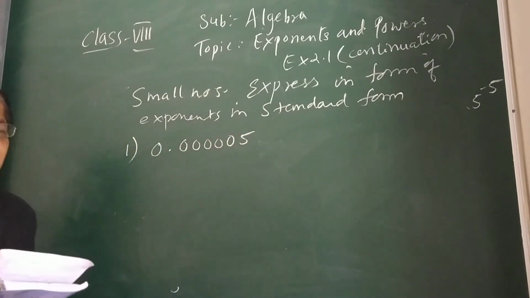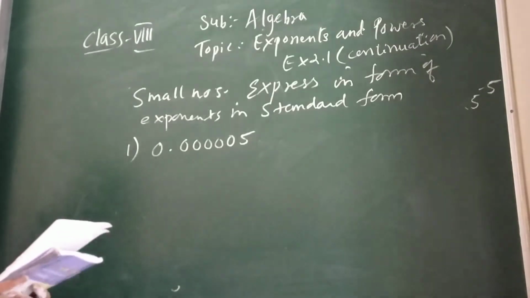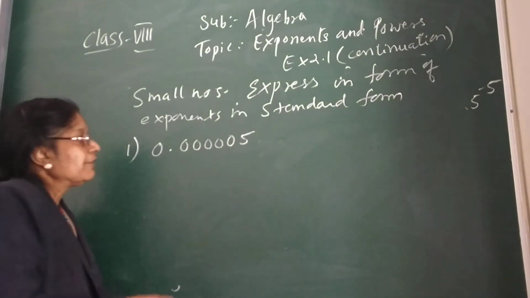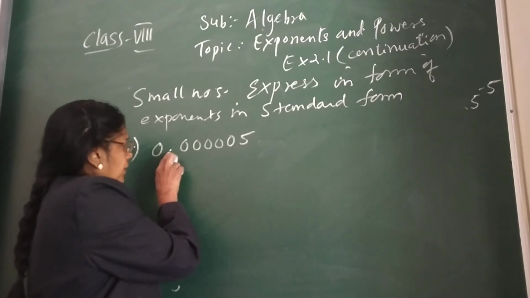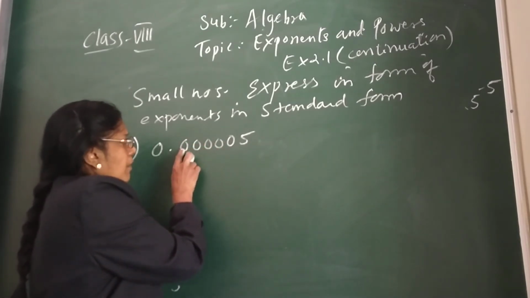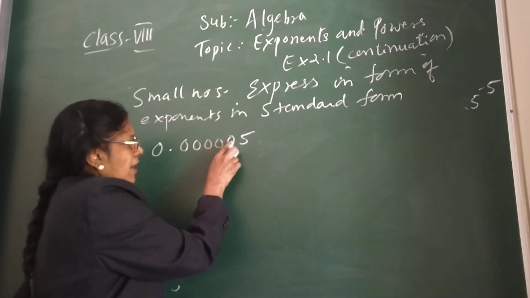This is given. This is the smallest number. You have to write it down in the form of standard form. Okay. How many zeros are after the point? How many numbers are there? 1, 2, 3, 4, 5, 6.